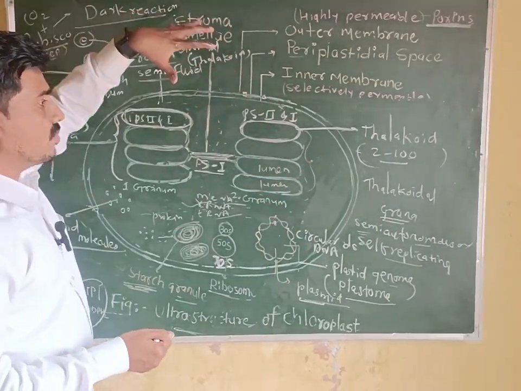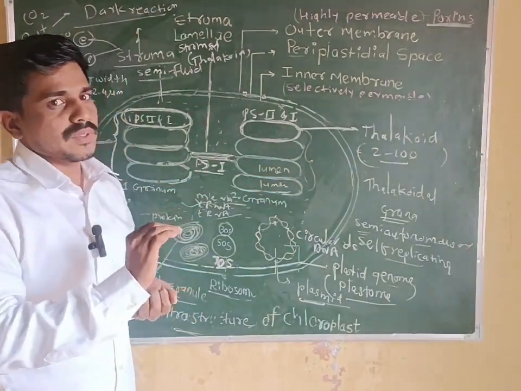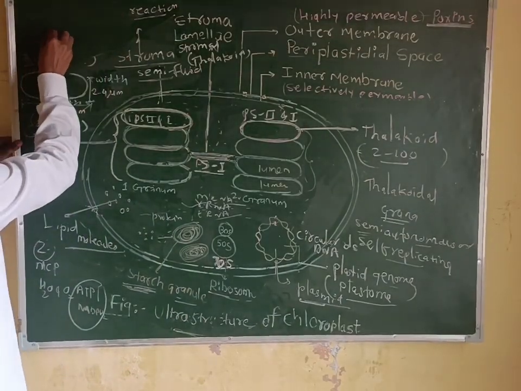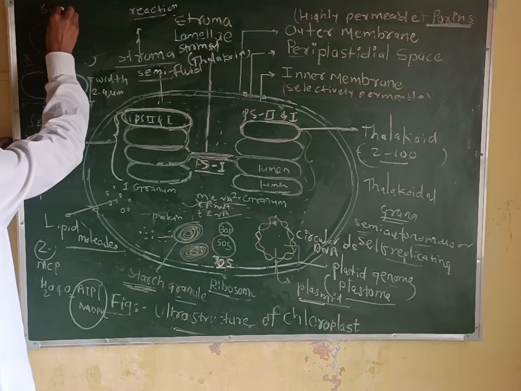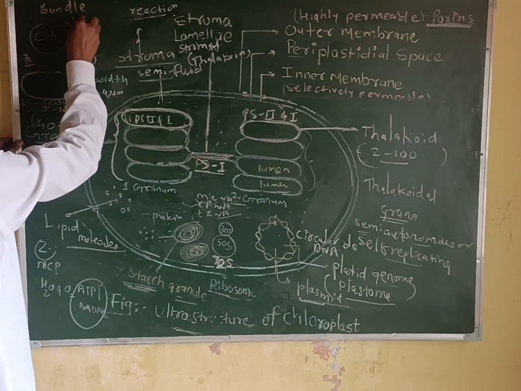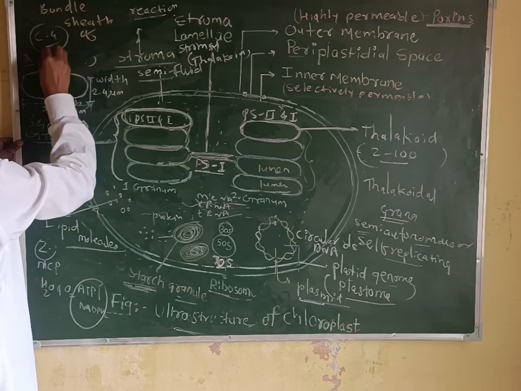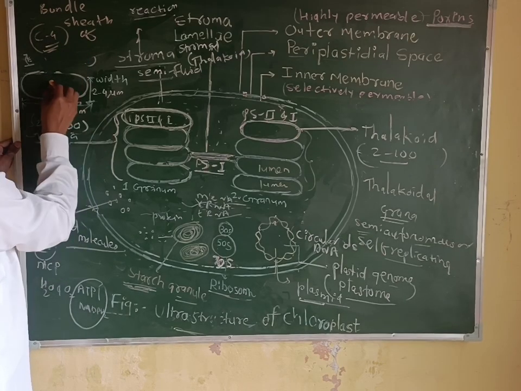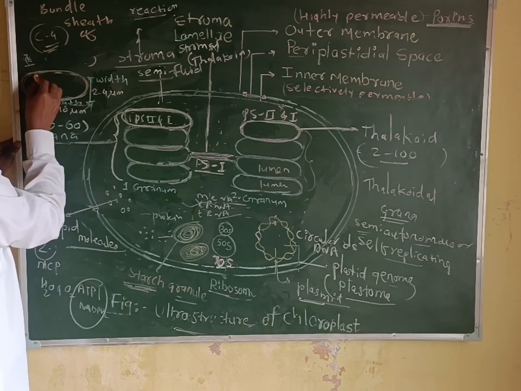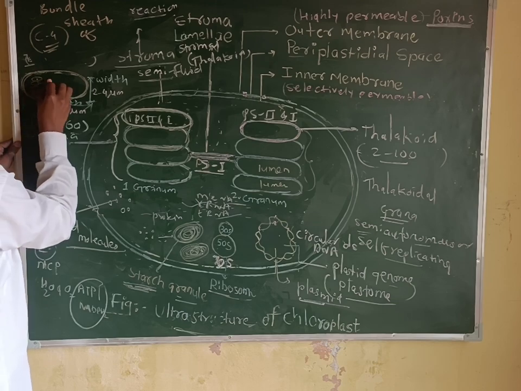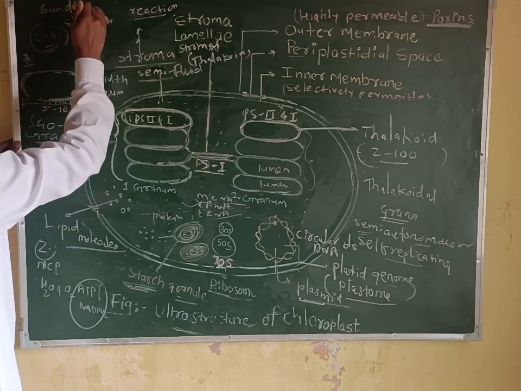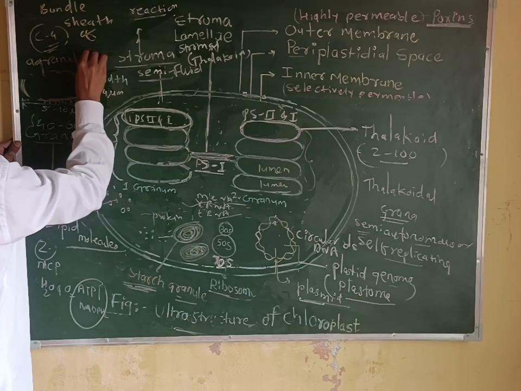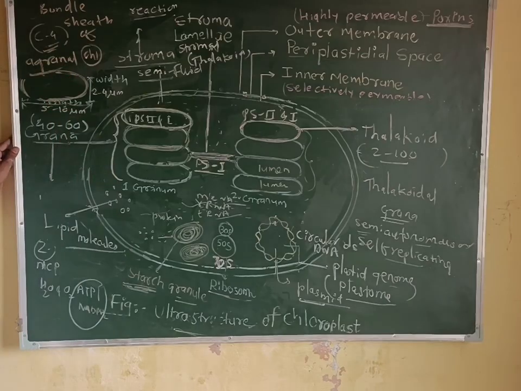But in some plants like C4 plants, in the bundle sheath of C4 plants like maize, sorghum and sugarcane, the chloroplast is present, but grana-like structure is absent. That's why in the bundle sheath of C4 plants, agranal chloroplast is present.